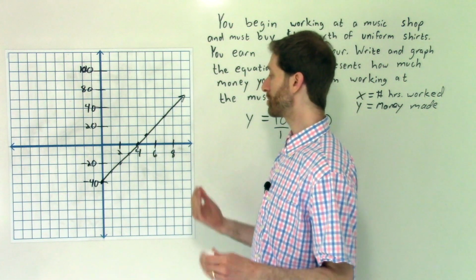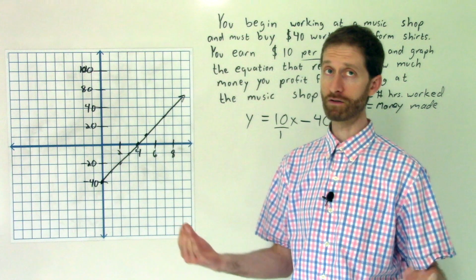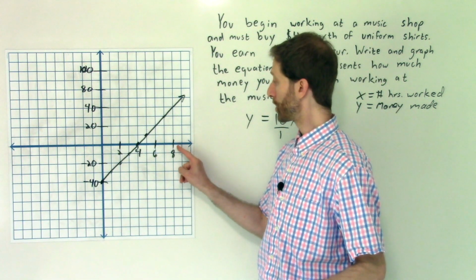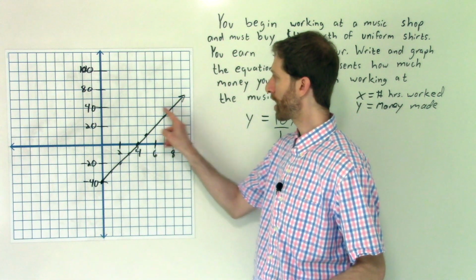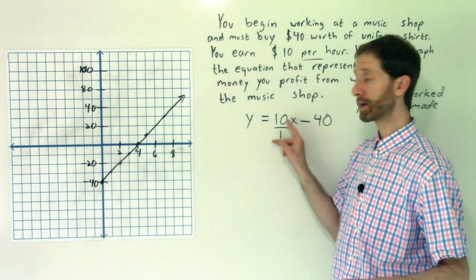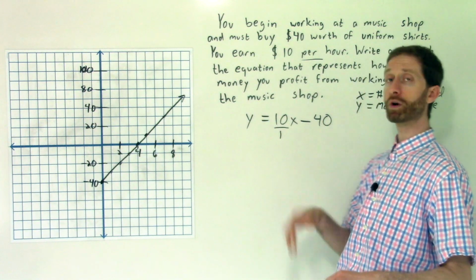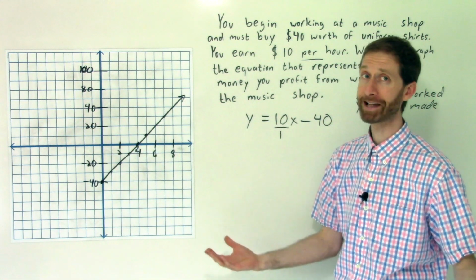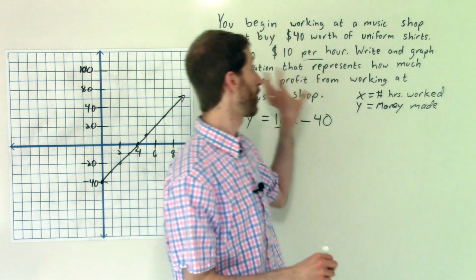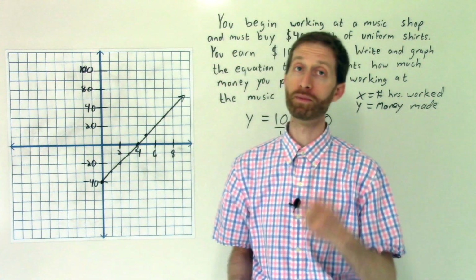I could say, use the graph to figure out the profit that you've made by working at this music shop after 8 hours. Well, we go to 8, we rise up and say, oh, look, it's 40 bucks. Or you could plug 8 into the equation. 8 times 10 is 80, minus 40 is the $40 profit. That's it, peeps, a sweet version of translating a word problem into slope-intercept form and graphing it.